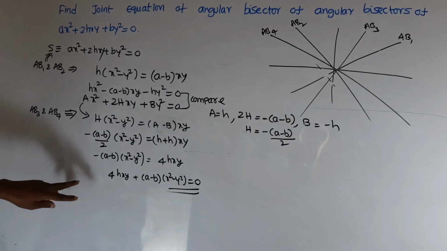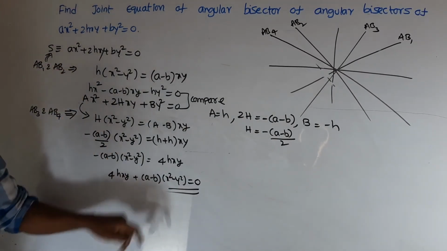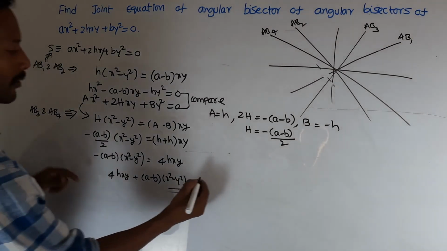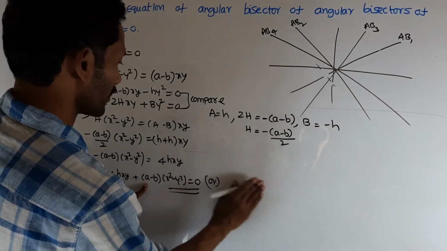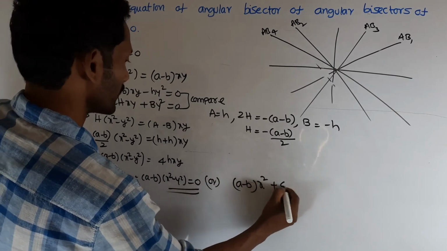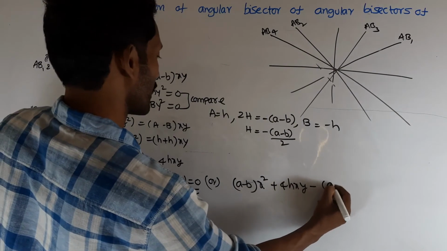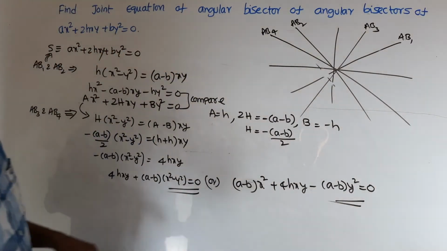The joint equation of angular bisectors of angular bisectors: 4hxy plus a minus b into x square minus y square. If we want to modify this, a minus b into x square plus 4hxy minus a minus b into y square equal to 0. This is the answer.